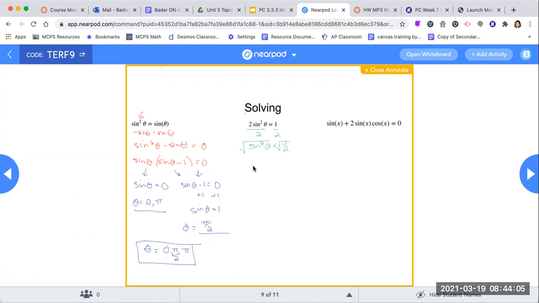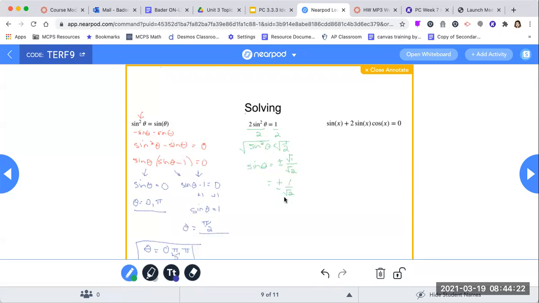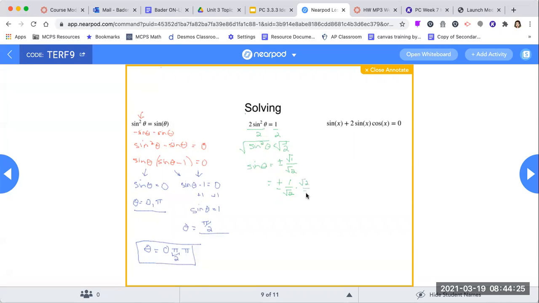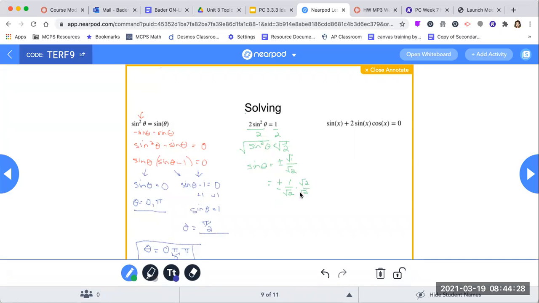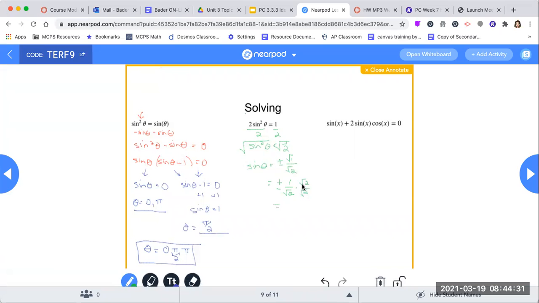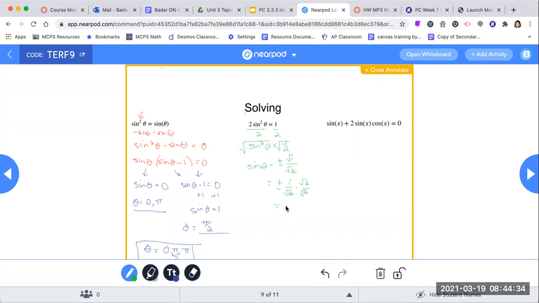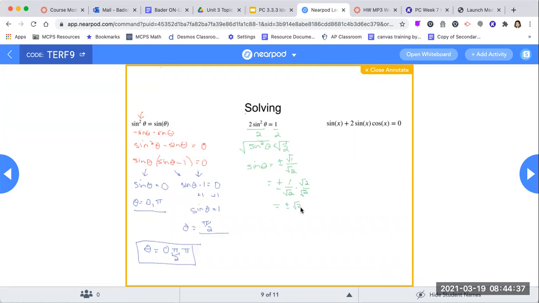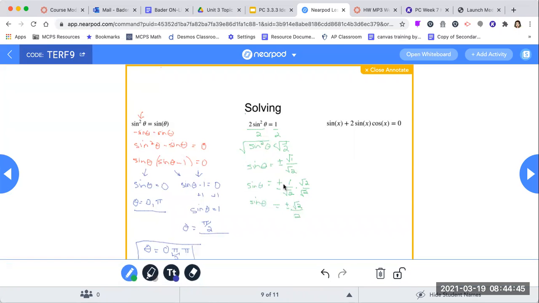Then I can take the square root of both sides. So sine of theta equals plus or minus square root of 1 over square root of 2. Now, square root of 1 is just 1, and then I have the square root of 2. If I go ahead and do what we call rationalizing the denominator, getting it so that it doesn't have an irrational number in the denominator, I just multiply by root 2 over root 2. That's going to give me plus or minus root 2 over 2.